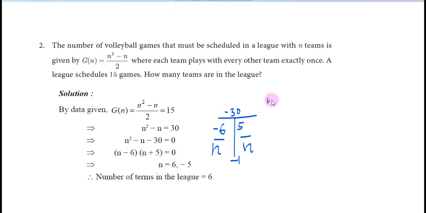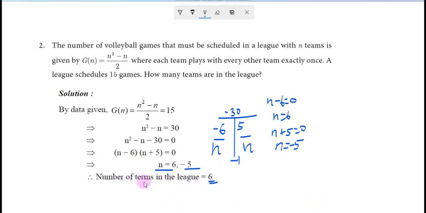So n minus 6 equal to 0, so n is equal to 6, and n plus 5 equal to 0, so n equal to minus 5. Basically we will take the positive value. So the number of teams in the league equal to 6. Understood? So the number of teams in the league is 6.